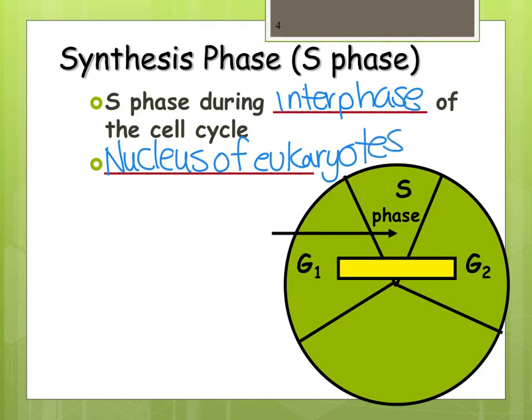What if you were prokaryotic? Like the nucleoid region. So if we go through here, G1, S, and G2, the DNA replication takes place during the S phase. That's what that arrow is pointing to. It's pointing to the S phase, right?